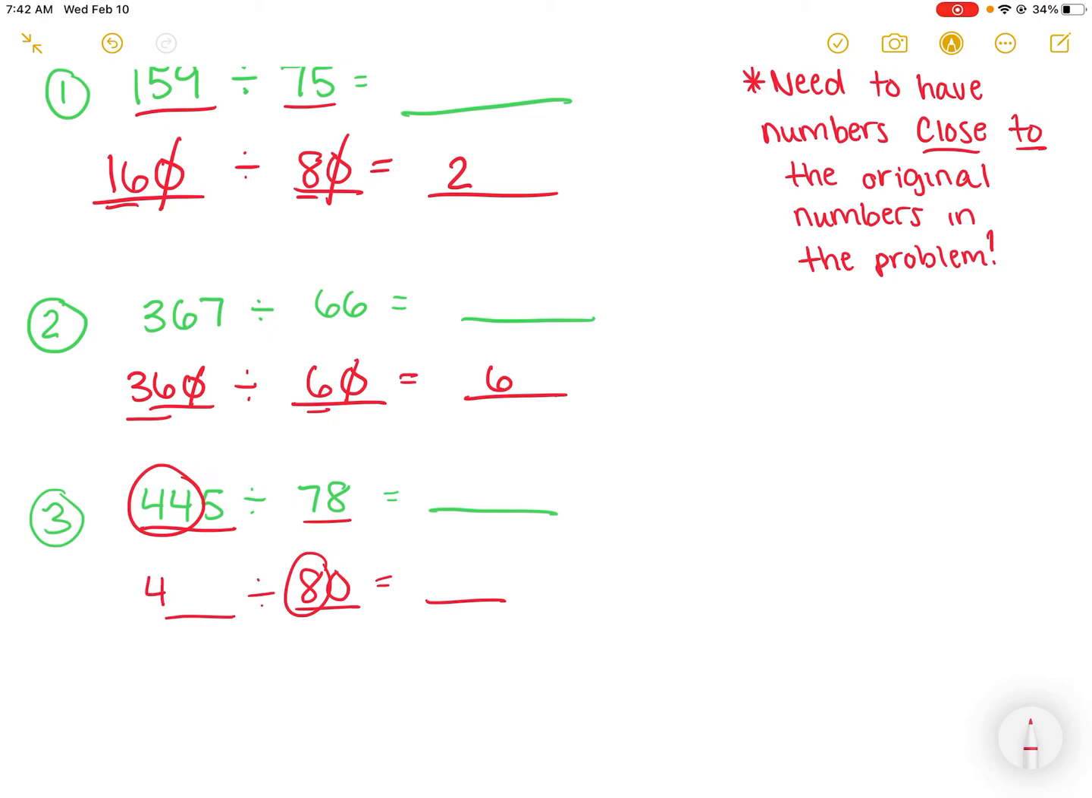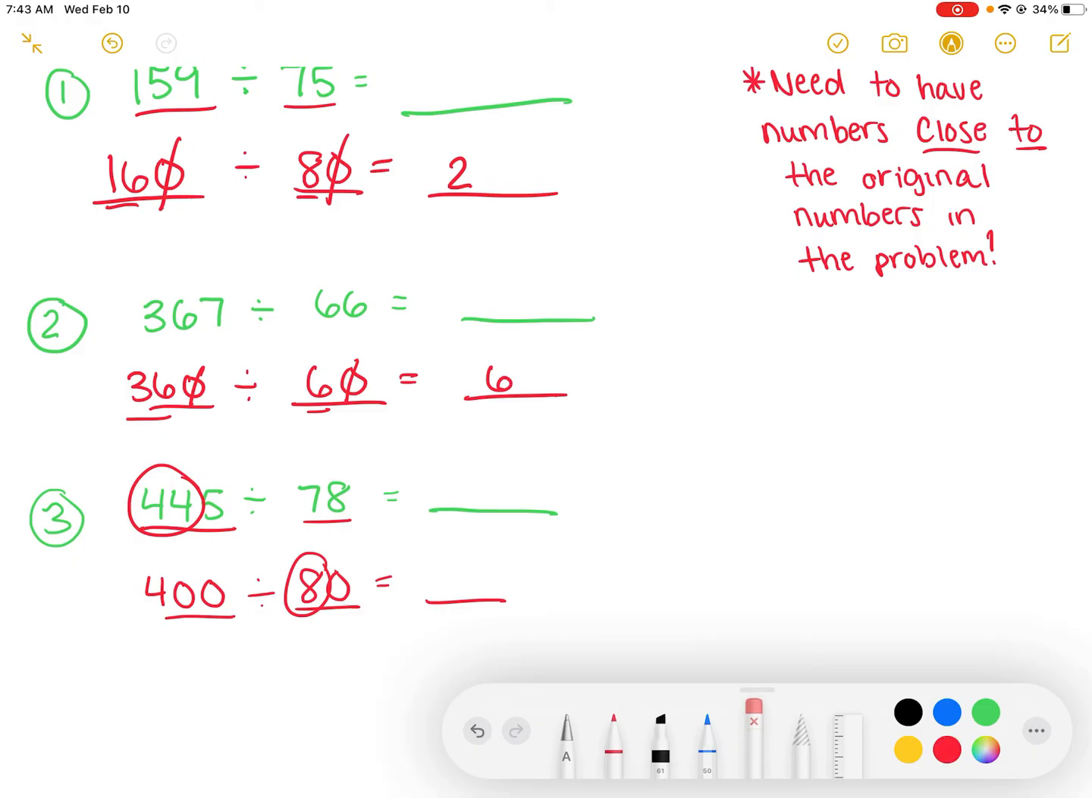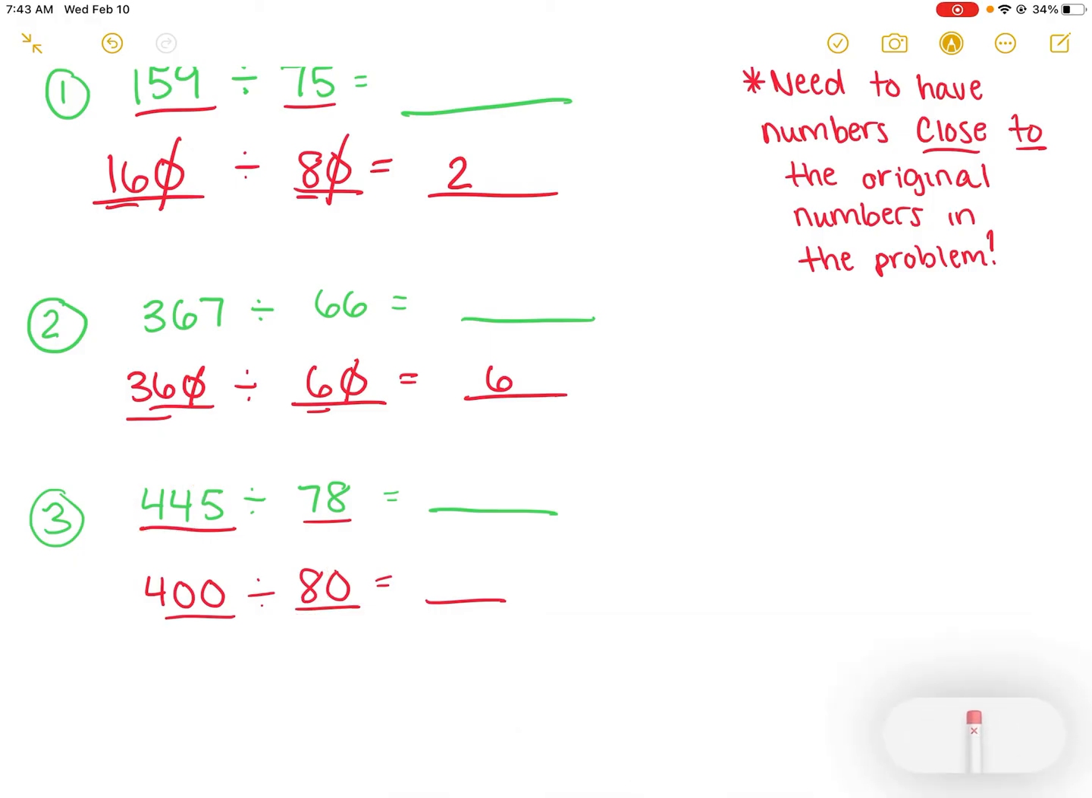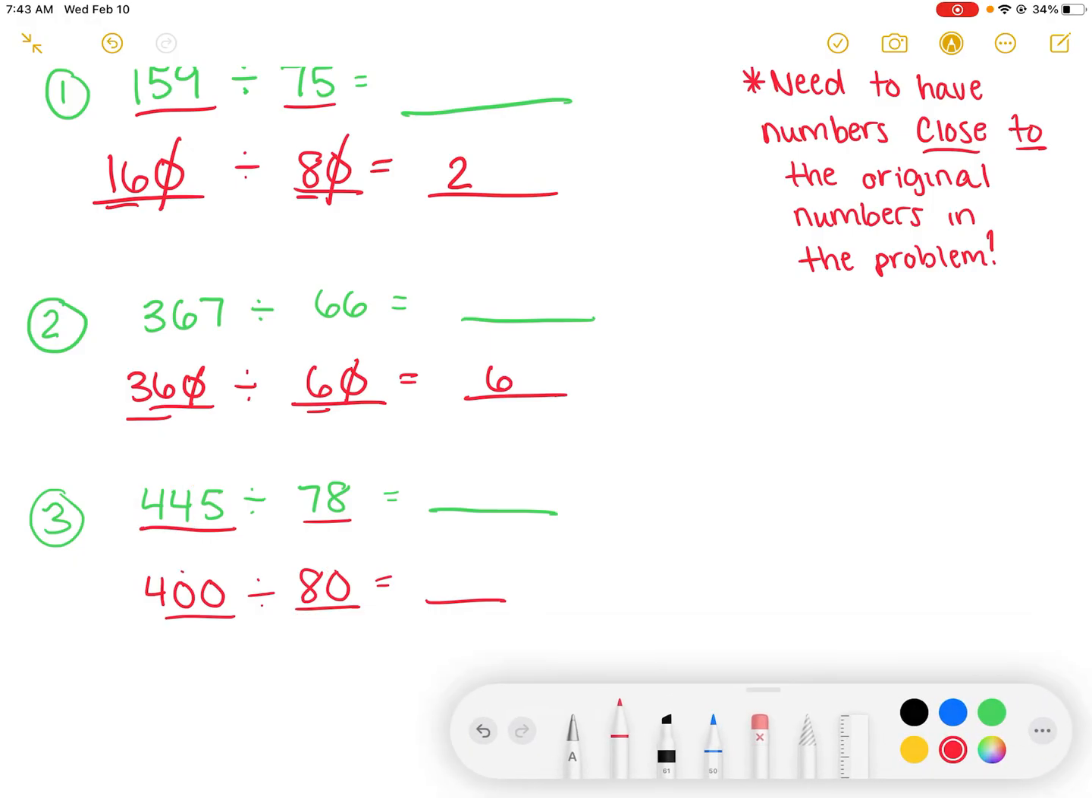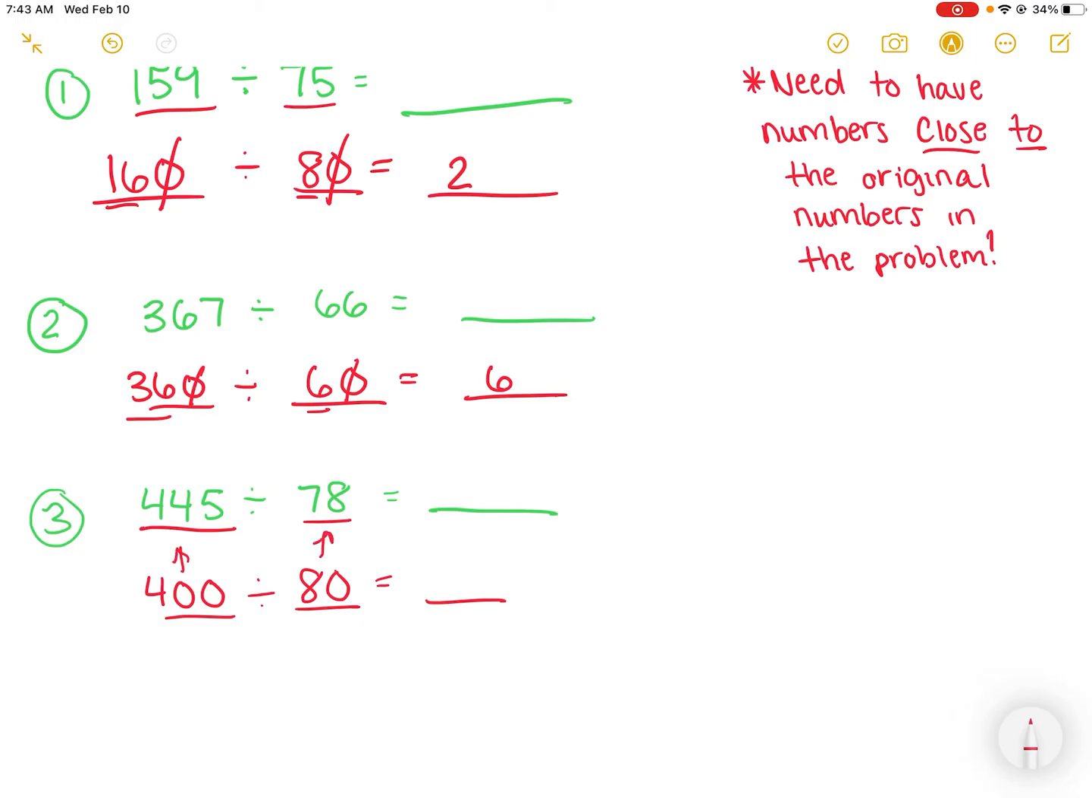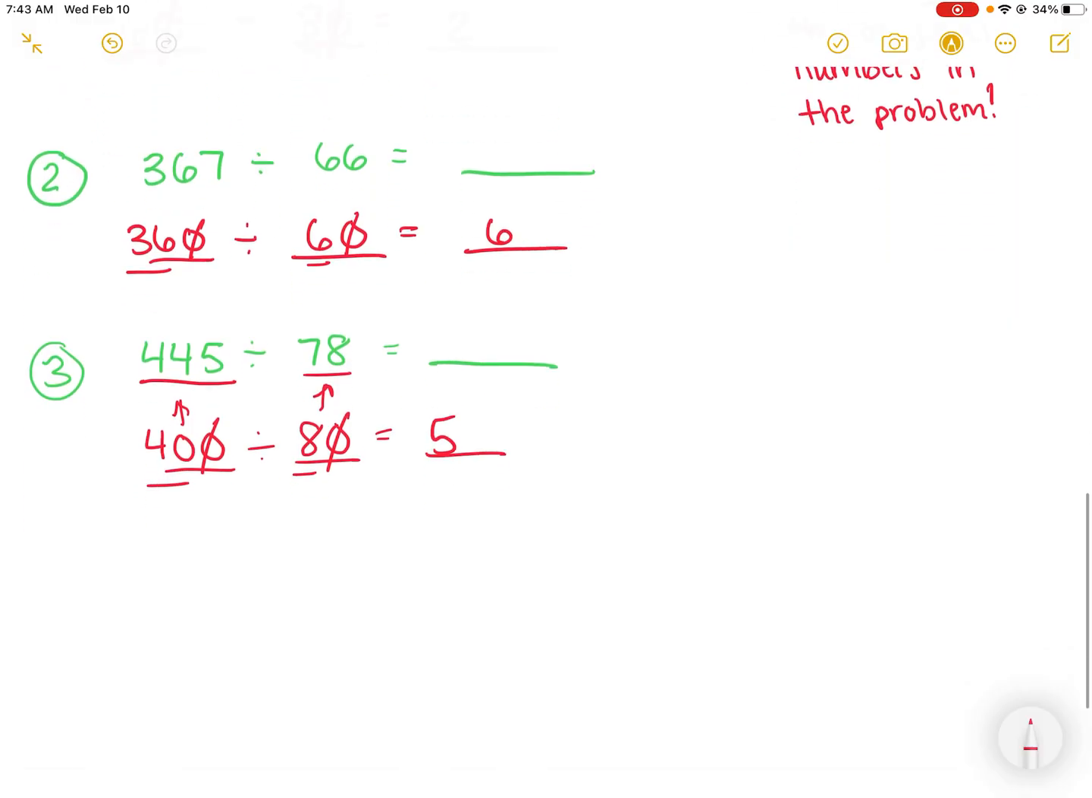So if I choose 40, that means it's going to be 400 divided by 80. So again, these answers are pretty close. 400 is a little far away, but it's still relatively close. So I'm going to use my basic fact of 40 divided by 8, which is 5, and cross out, and my answer is just 5. I'm going to show you how compatible numbers can give you many different answers for this one. So I'm going to do another one for the same problem.